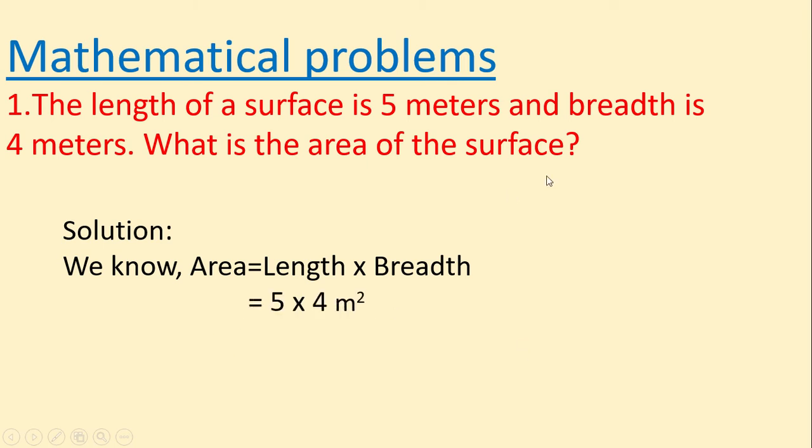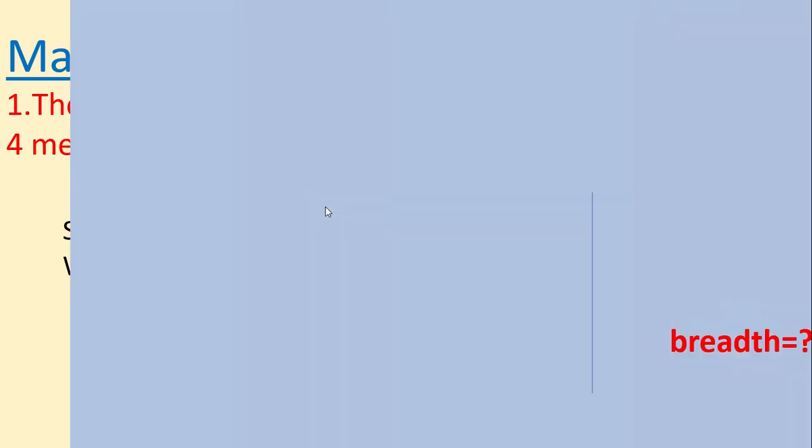So here length equals 5 meter and breadth equals 4 meter. So 5 meter into 4 meter equals meter square. The unit of area is square meter or meter square. So it will be 20 square meter. Now the next math.